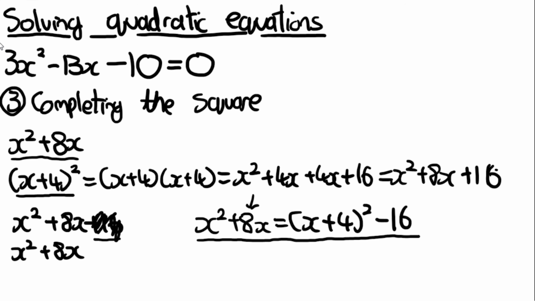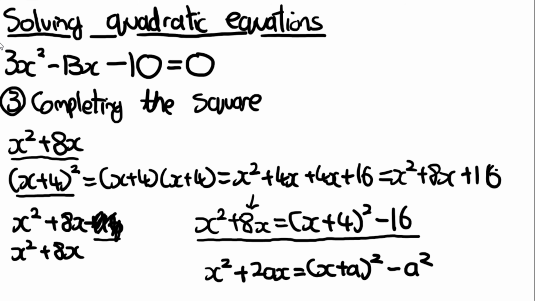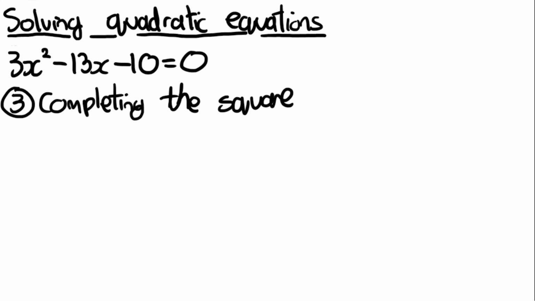Okay, so in essence we can write this in more general form as x squared plus 2ax is equal to x plus a squared minus a squared. This is a really useful identity when we're talking about completing the square. So how do we actually go about solving the equation using completing the square?